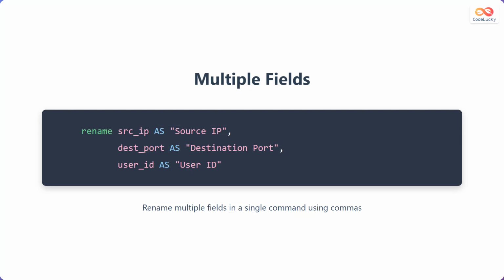You can rename multiple fields in a single rename command by separating each rename operation with commas. In this example, we're simultaneously renaming source_IP to "Source IP", destination_port to "Destination Port", and user_ID to "User ID". This approach is more efficient than using separate rename commands and keeps your SPL code cleaner and more maintainable.